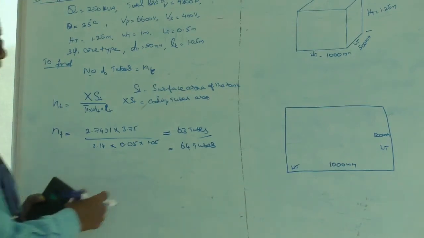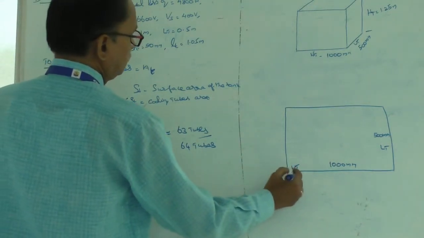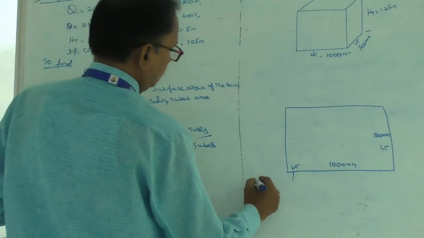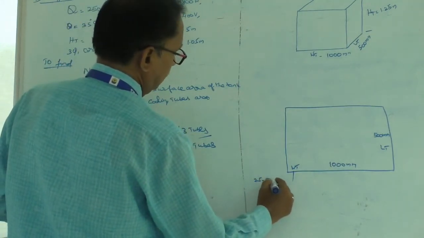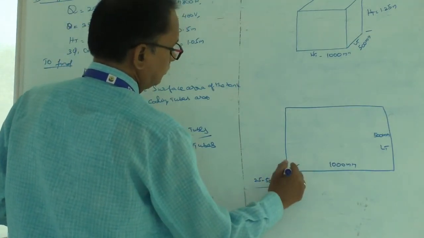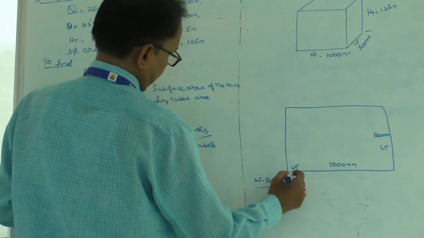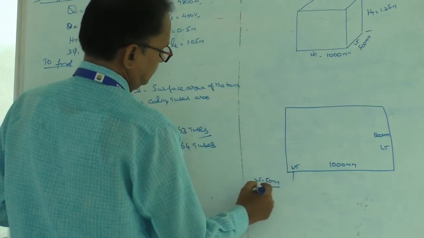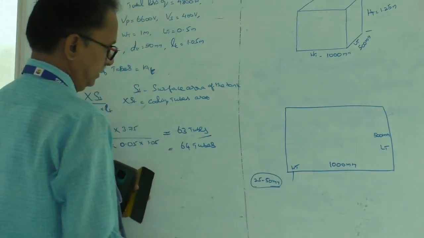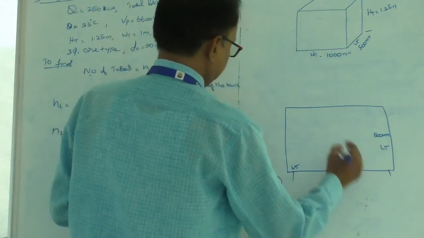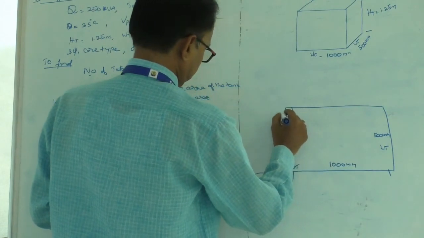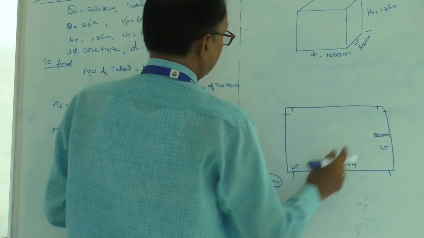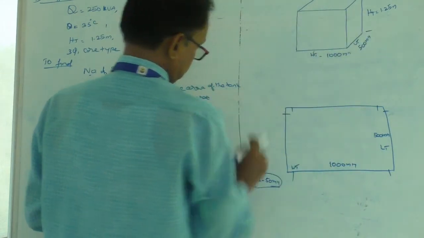You cannot place the cooling tubes at the edges. You have to leave a space of 25 to 50 mm for individual cooling tube space. You cannot start at the edge. You need some space, and that space is supposed to be between 25 to 50 mm on all four sides.